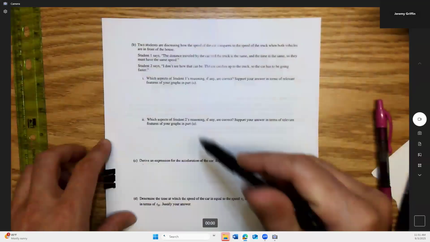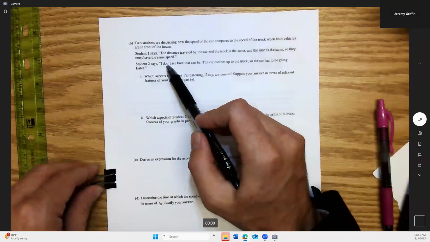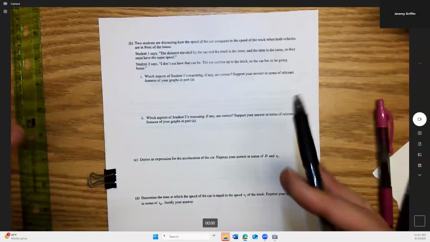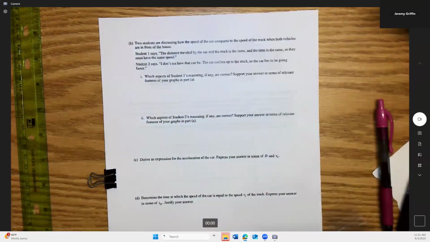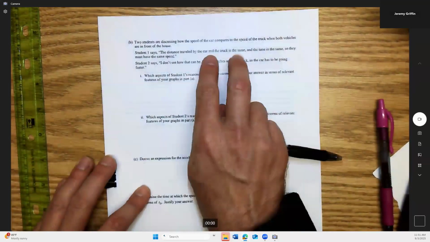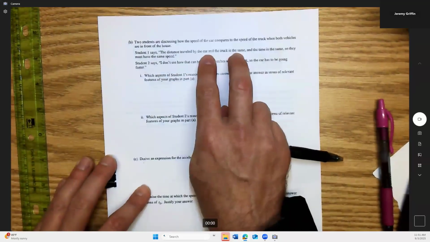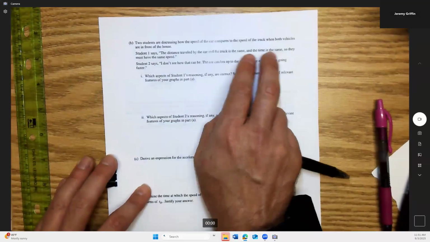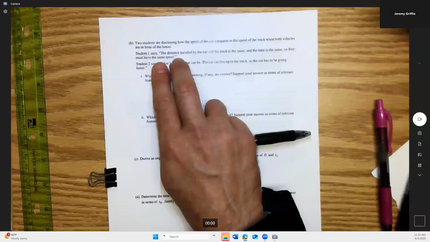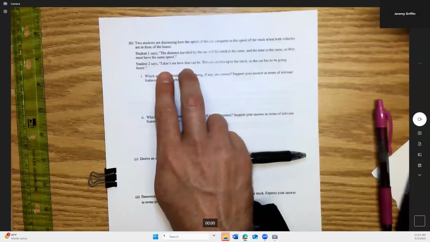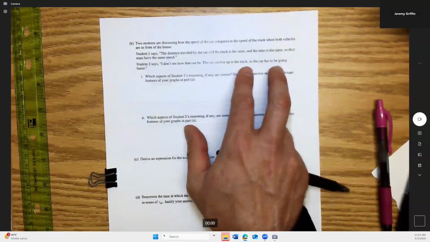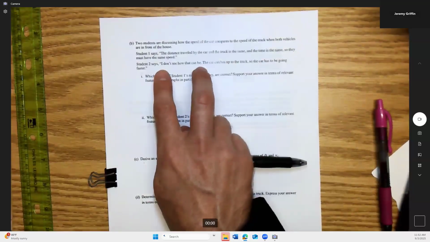That's the question. Right? We've got student one and student two, because this is a common AP premise. They'll have two students discussing, and then maybe one or both are correct about something in what they say. Student one says, well, the distance traveled by the car and the truck is the same, and the time is the same. They went the same distance in the same time, so they must have the same speed. And student two says, no, I don't see how that could be. The car has to catch up to the truck, so the car must be going faster when it catches up to the truck.